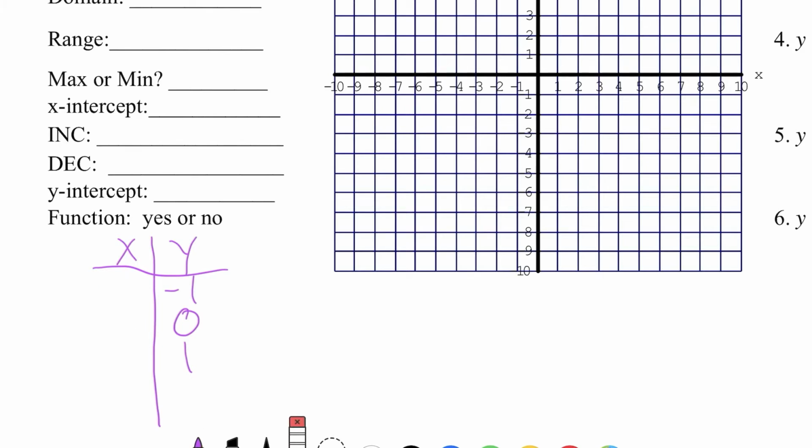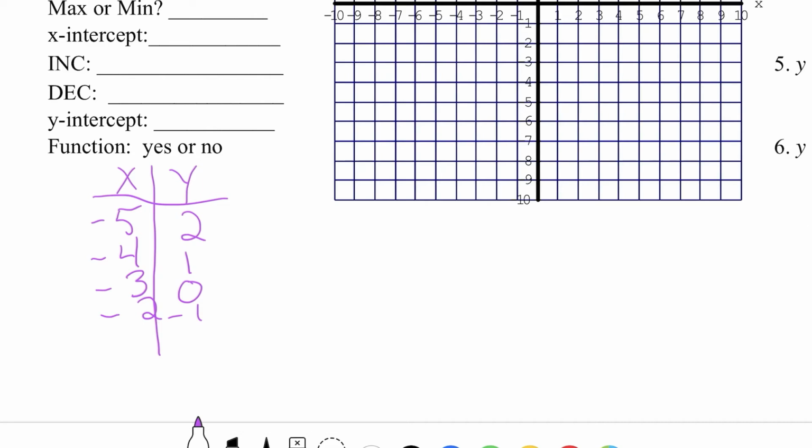I made a mistake. So the whole table looks like this. Negative 5, 2, negative 4, 1, negative 3, 0, negative 2, negative 1, negative 1, 0, 0, 1, and 1, 2. So what I need you to do is look at your y values and see where it changes direction.